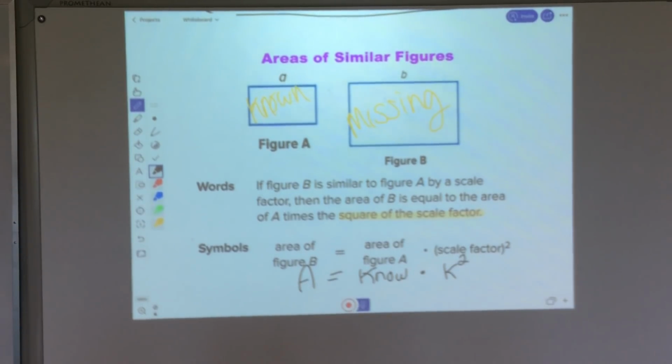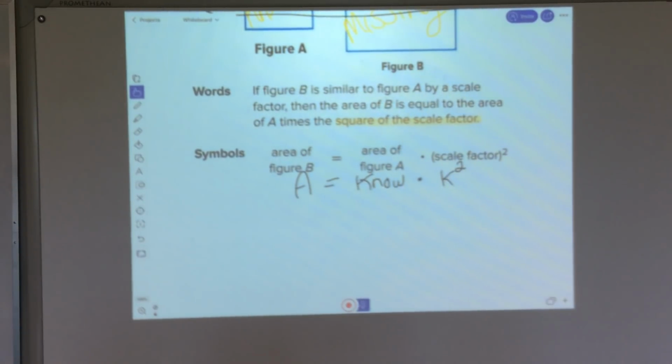The other thing you need to remember is how we find that scale factor. Okay, remember K is found by taking your missing figure side length over your known figure's side length. Okay. And these are both about the side lengths. And then we simplify that, and that gives us our scale factor. So let's try one of these.